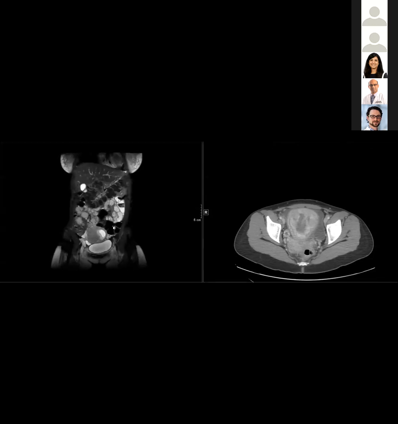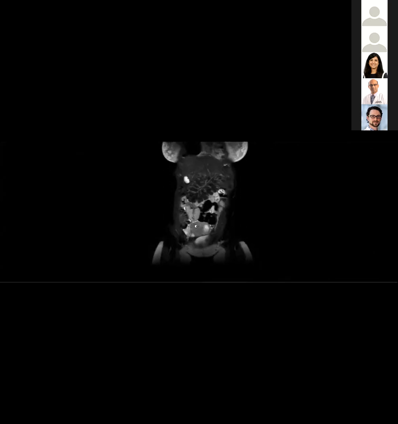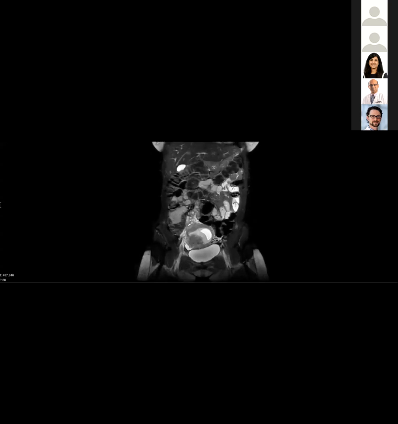And on MR, it was not clear if we saw an appendix. Here was the ovary. We thought maybe this is the appendix. It was very difficult. She's very skinny. But we thought that possibly this is the appendix. It wasn't dilated, but then we thought, well, there's plenty of studies that show if you see fluid in the appendix on MR, it's very suggestive of appendicitis.